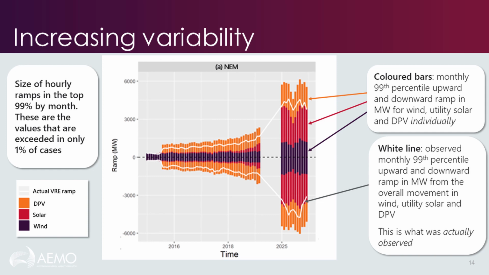Now, the largest 1% ramp for each of these three technologies is really unlikely to occur at the same time. So, stacked together, they represent the top 1% theoretical ramp for a region if all VRE types had their 99th percentile ramp simultaneously. Now, the white line, well, that's the observed monthly 99th percentile ramp that resulted from the overall movement in wind, utility solar, and distributed PV. So this line shows what was actually observed in the month.